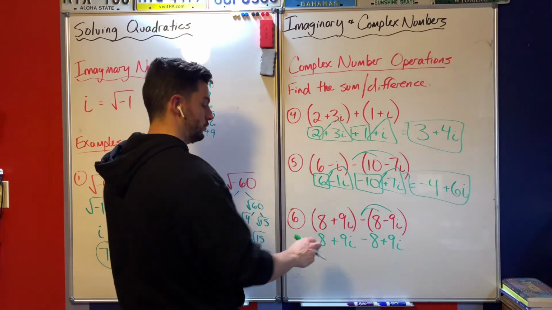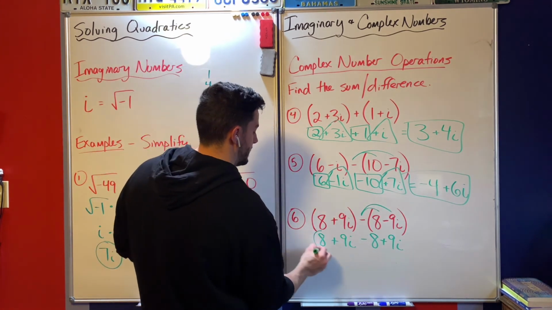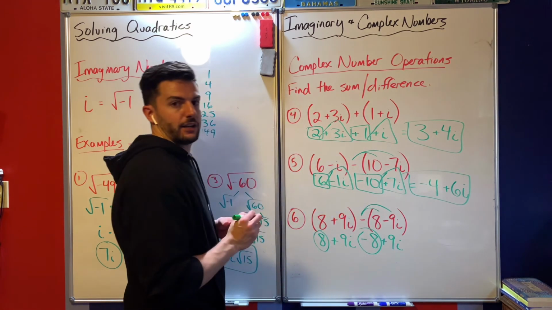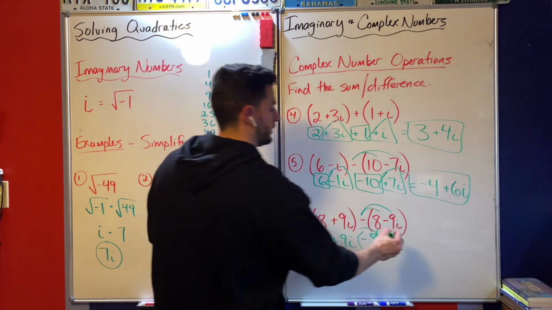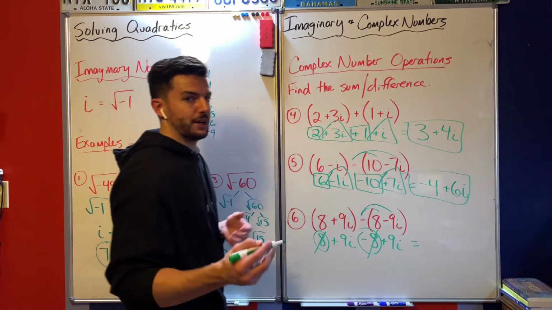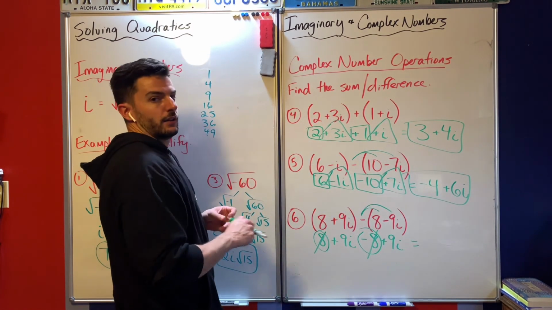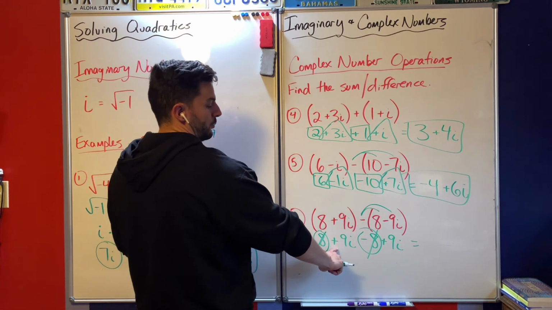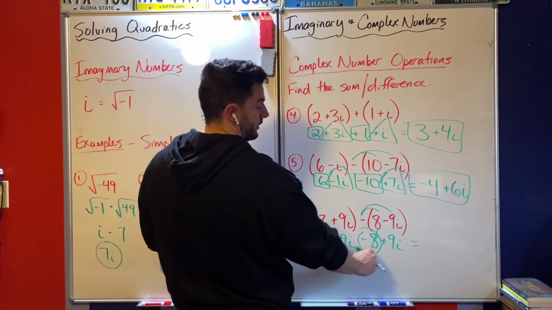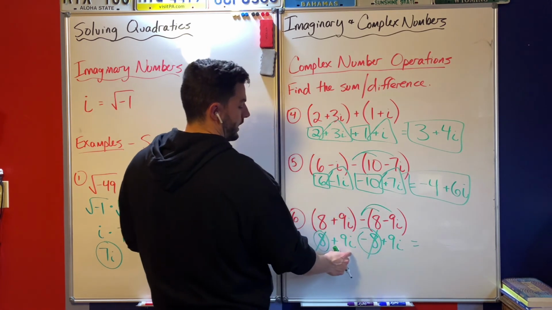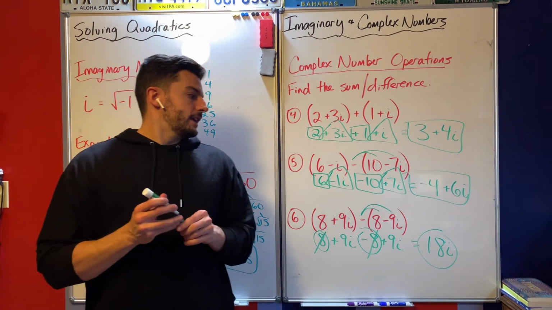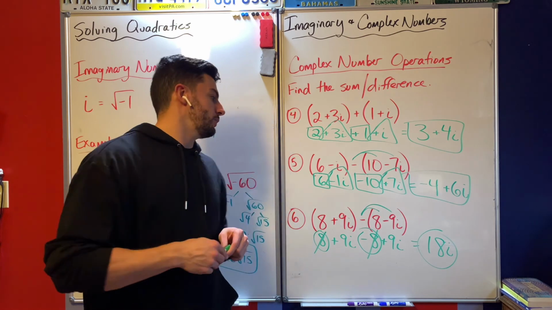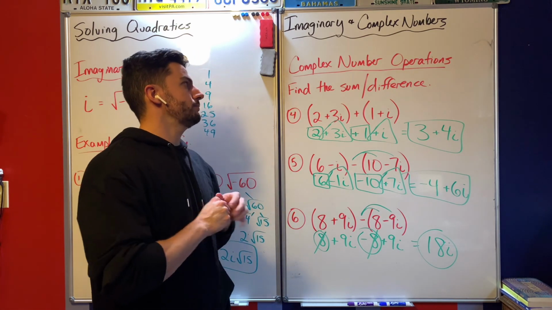So I have my two whole numbers, positive 8 and negative 8. 8 minus 8 is 0. They would cancel. You could write the 0 there, but there's no point because it's not going to affect anything. But then positive 9i plus 9i gives me 18i. And that is it. That's how we would subtract those.